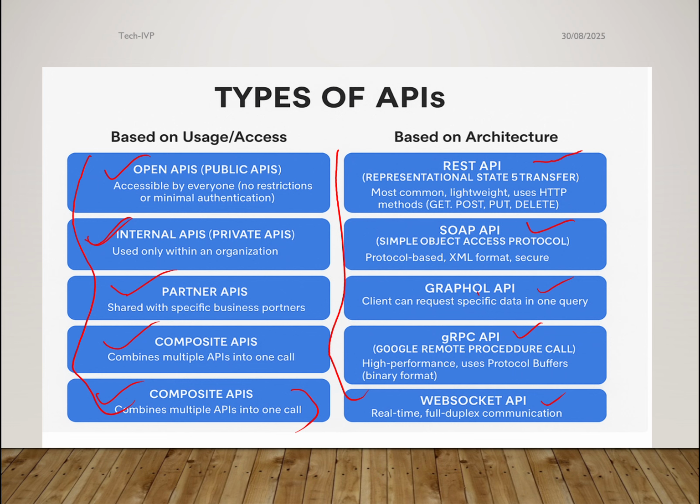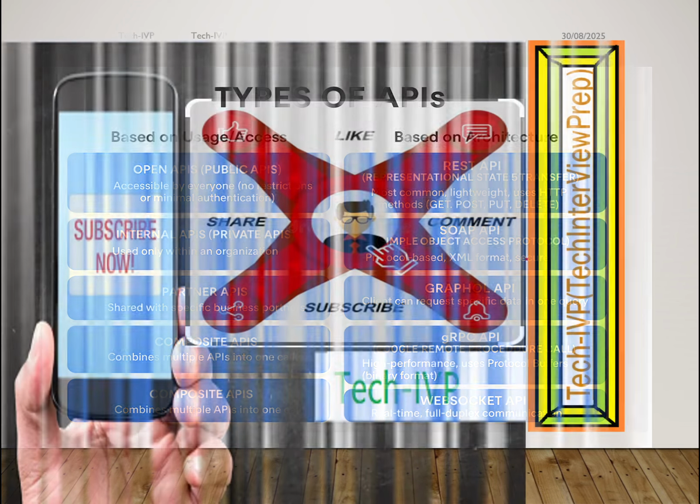REST is at the architecture level, representational state transfer. SOAP is simple object access protocol. GraphQL is where the client requests specific data in one query. gRPC is Google remote procedure call, high performance, using protocol buffers. WebSocket API is real time, full duplex communication, mostly used on hardware. So these are the types of API.